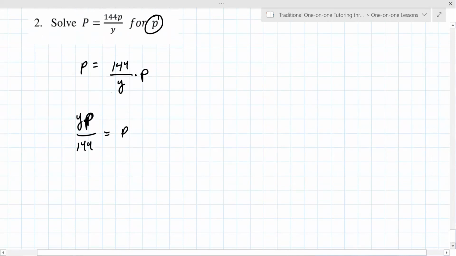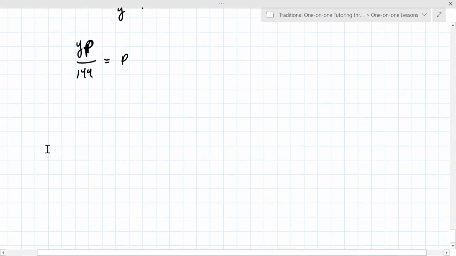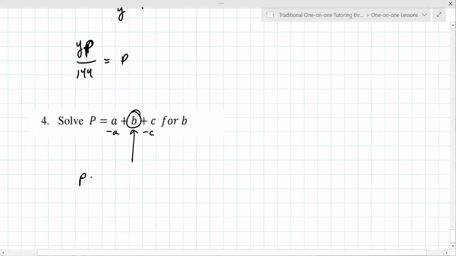This will be our last one before a break here. Solve for little b. So I always tell students the first time, either make an arrow or circle it. Make sure you know what you're solving for. So you just have to undo subtraction on both of these. So it's p minus a minus c equals b. Is that it? That's it for that one. They do get harder.